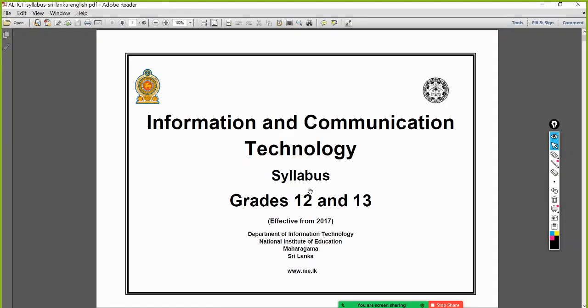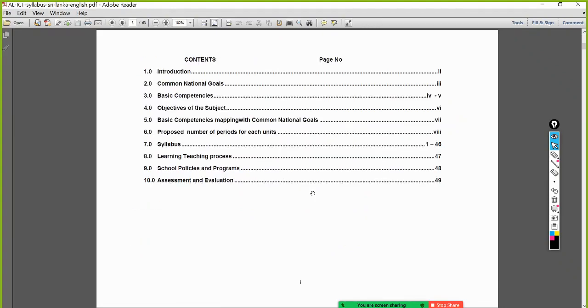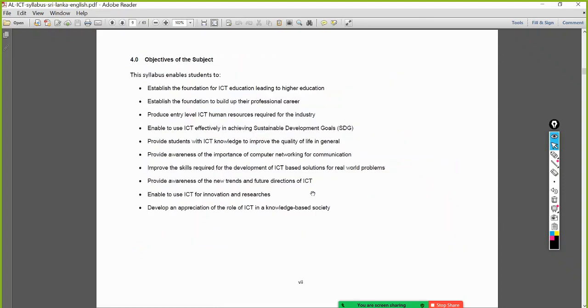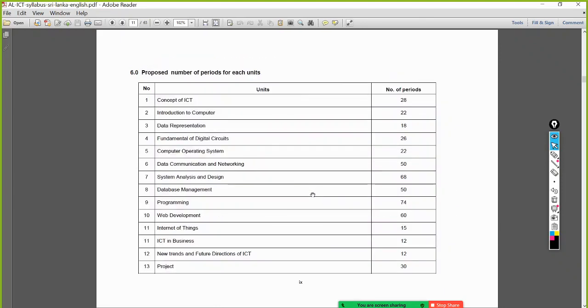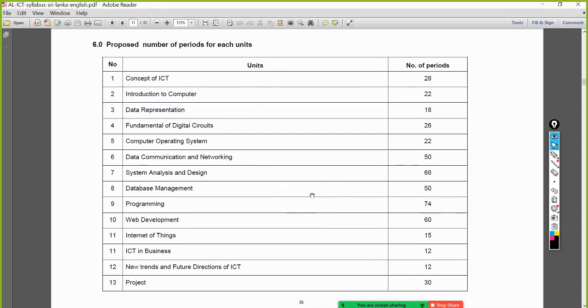I hope you are aware of the syllabus, because you may have been doing this for some time now, your studies, right? So you have 13 topics. Out of 13 topics, actually the 13th one is not a topic, so we are not going to concentrate on that. There are 12 topics. Out of these 12 topics, there are bigger topics and smaller topics. The bigger topics are data communication and networking, system analysis and design, databases, programming, web development.